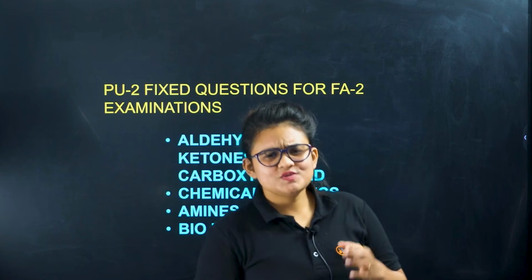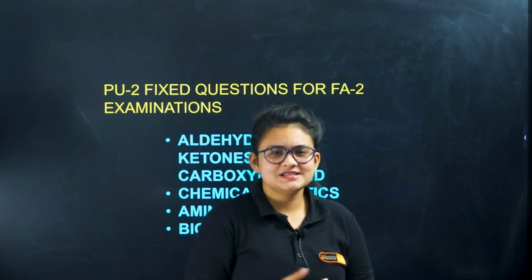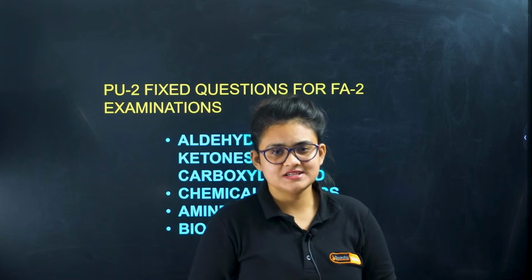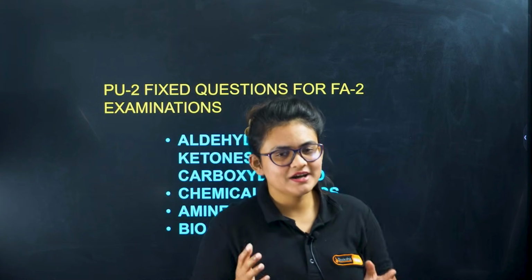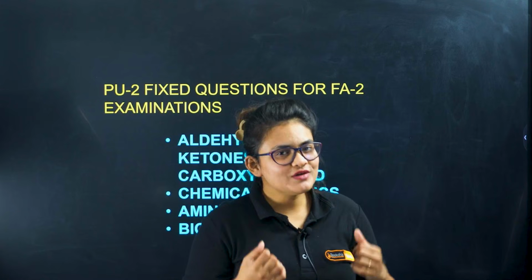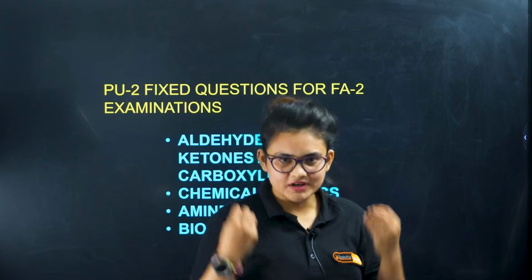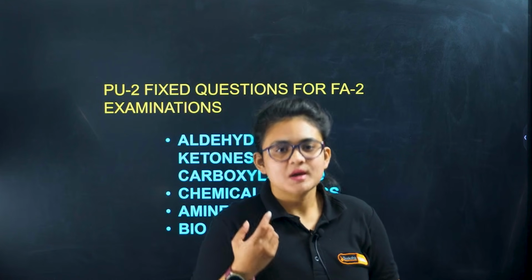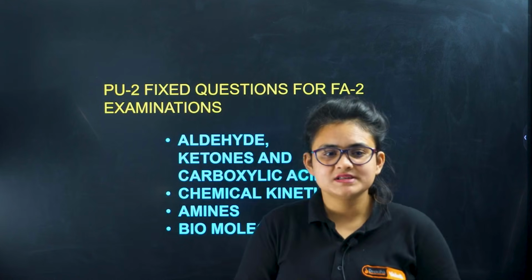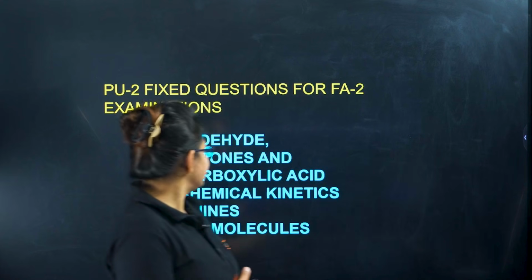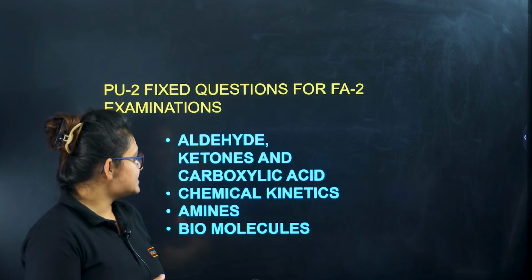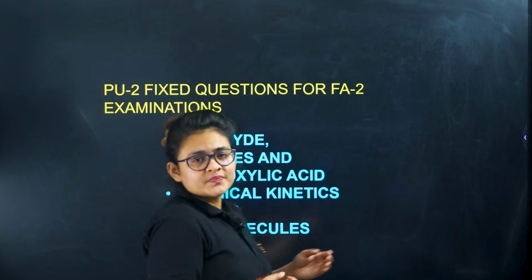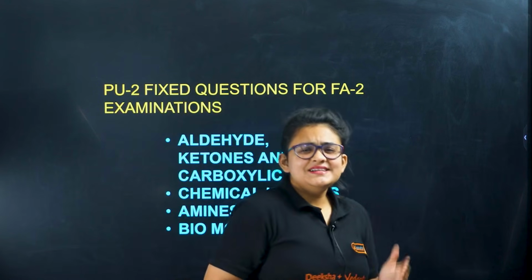In those particular cases, some students haven't started studying and they don't know where they should study from. So don't worry, I am here to help you out. If you study these questions only, I can guarantee you 30 plus marks in your upcoming FA2 examination. Here I have covered 4 chapters: aldehydes, ketones and carboxylic acids, chemical kinetics, amines and biomolecules. So without further delay, let's get started.